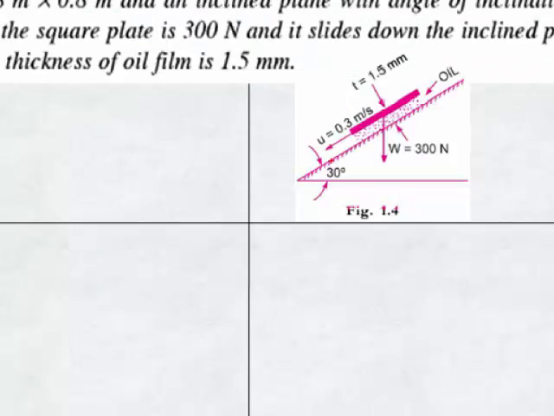Here this layer is inclined at 30 degree. Then this square plate is going to slide down. Here the viscous oil is filled. The distance between the plates is T equal to 1.5 millimeter. The weight W is acting downwards, that is 300 Newton. So here we can take two components of forces, horizontal and vertical. Here the viscous force is acting in this direction, so we have to take the force along this direction.